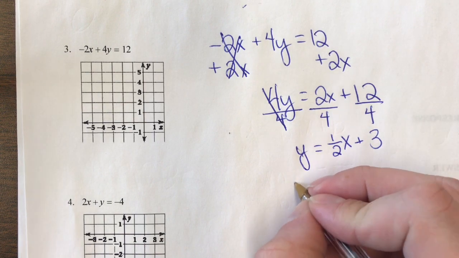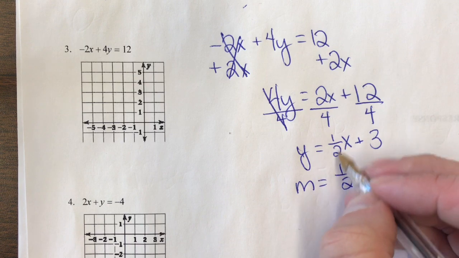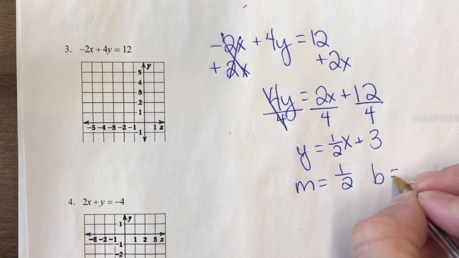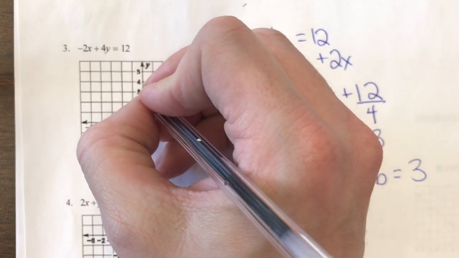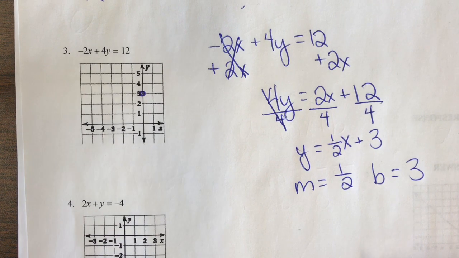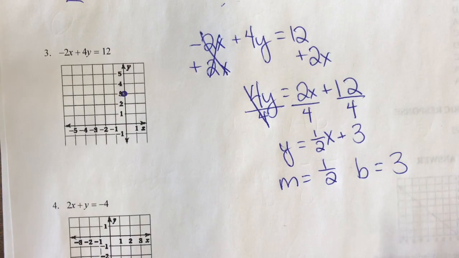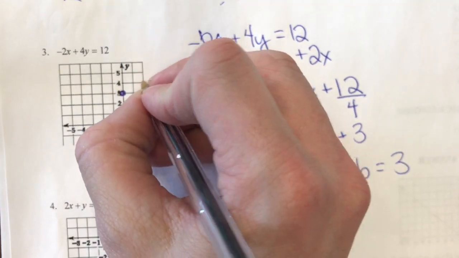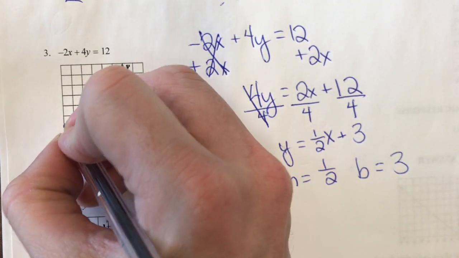That means my slope in this case is going to be a half. When y is all by itself, the number in front of x is your slope. My y-intercept is +3. So I'm going to go to +3 and put my dot there. Look how similar these ended up being. I'm going to go up 1, right 2, or down 1, left 2, down 1, left 2.